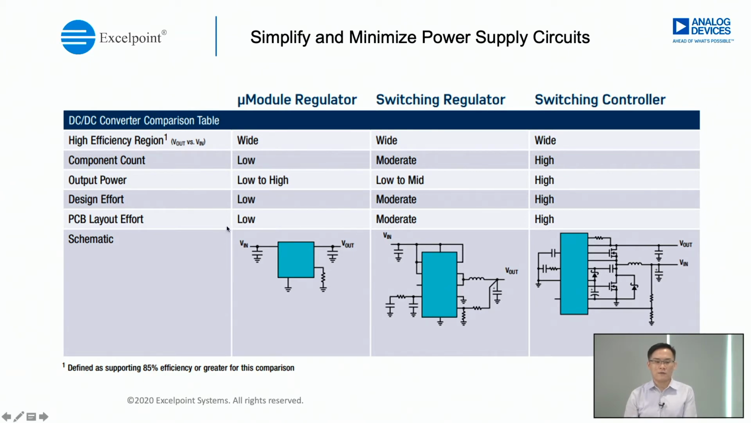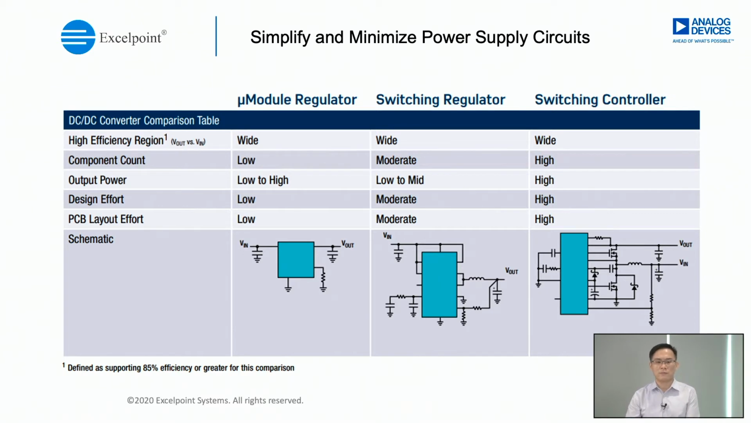But compared to the µModule here, you can see that the design effort is as simple as designing an LDO regulator. Then let's say we compare to the switching regulator, the output power of µModule can be much higher. So far, you can even support up to 100 ampere per channel for a µModule regulator. But for a switching regulator, the output power is much lower.